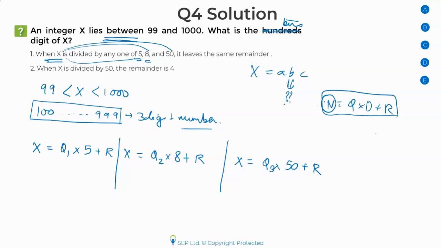Okay, is the equation part clear? Kindly mark yes if this is clear, guys. I'm just using n is equal to qd plus r. I don't know the quotients, so I'm writing them as q1, q2, q3. The remainder is the same, so I'm writing all of them as r.